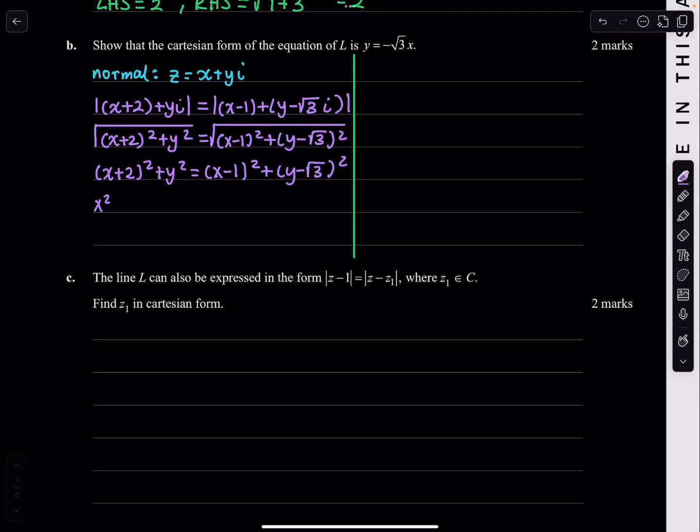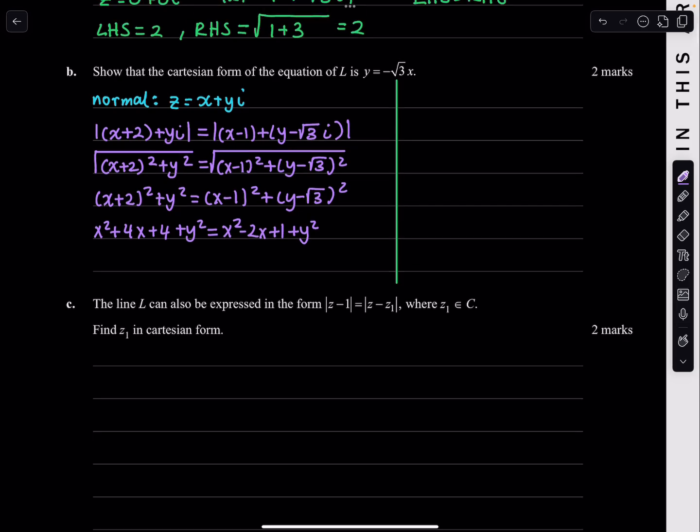This bracket's going to be x squared plus 4x plus 4 plus y squared. And this one over here is going to be x squared minus 2x plus 1 plus, what about this one? It'll be y squared minus 2 root 3 y plus 3, if I'm not mistaken. Yep. So now let's simplify some stuff. We can see how both sides have x squared, so we can get rid of those. You can also see y squared on both sides, so you can get rid of that too.